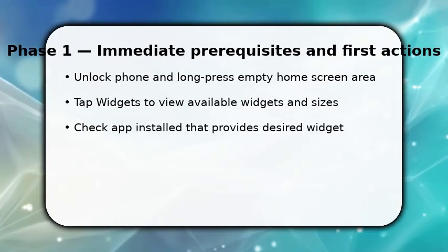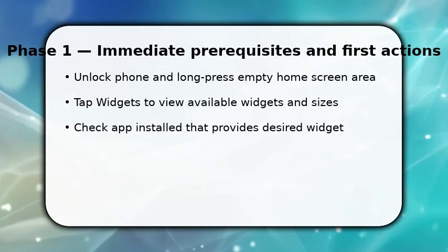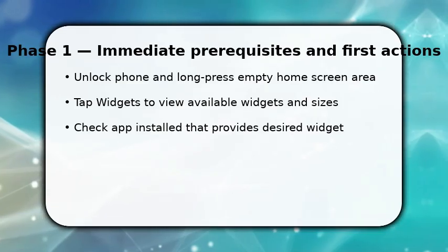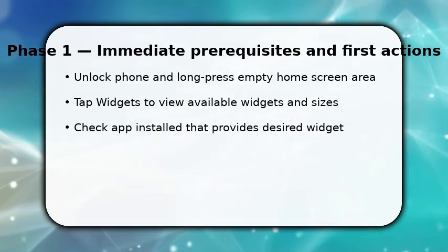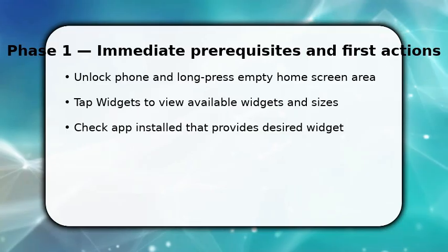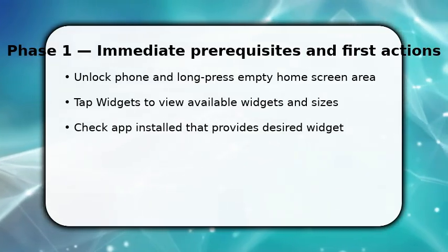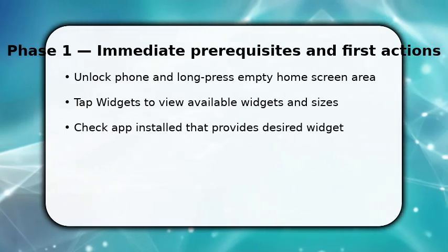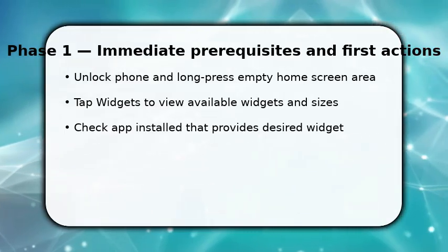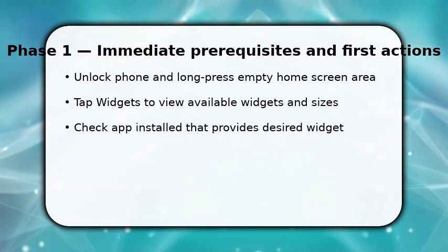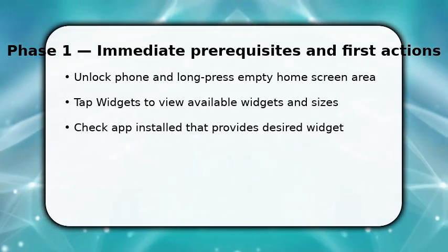You start by unlocking your Samsung and long pressing an empty area of the home screen so the layout enters edit mode. Once done, tap Widgets to open the widget picker. This shows you widgets grouped by app and size, which matters because larger ones display more data. Make sure the app that provides the widget is installed. If not, install it now. You're preparing the canvas and confirming available choices so the placement step goes smoothly.